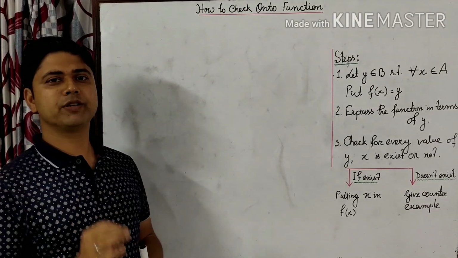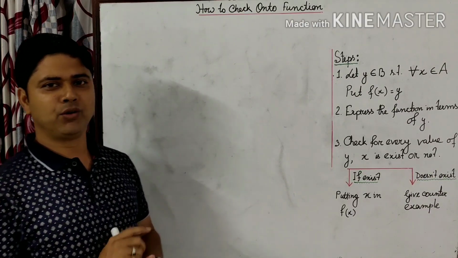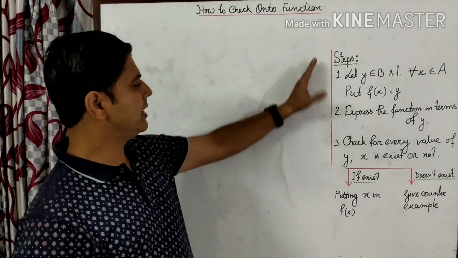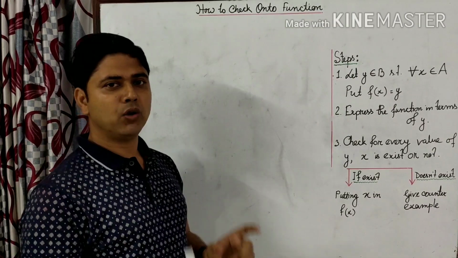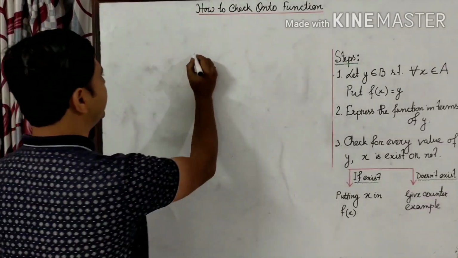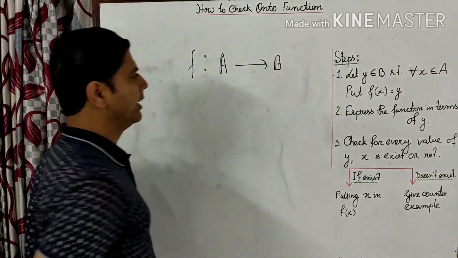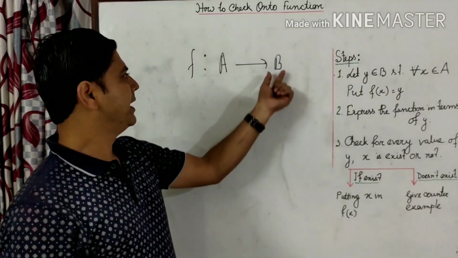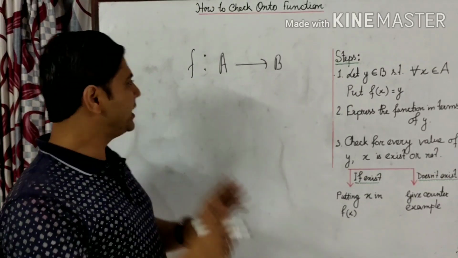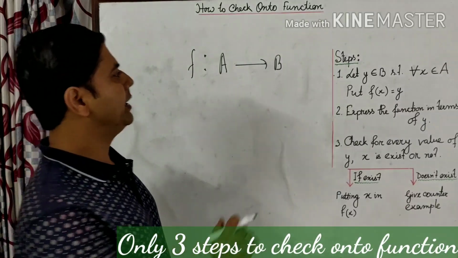Generally, most of the students are confused while checking onto function. No need to worry, you just have to follow these 3 steps. By using these 3 steps, you can say whether the function is onto or not. Simply, if we consider f is a function from set A to B, according to the definition of onto function, every element of set B has some pre-image in set A. Then this one is known as what? Onto function.